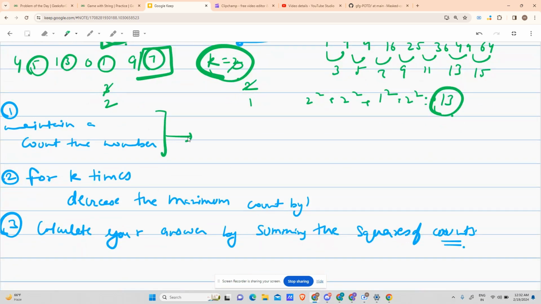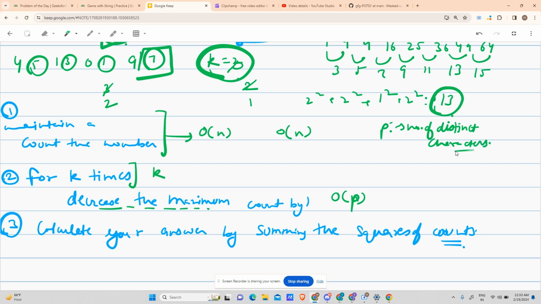This can be done easily using a map. So it will use O(n) time complexity and O(n) extra space. Now this will be running k times, and we have to decrease the maximum count by 1. But to decrease the maximum count by 1, I will have to find the maximum count, and that will take me O of n time. Actually not n, it is p. Let us say p is the number of distinct characters, because n is the total length.